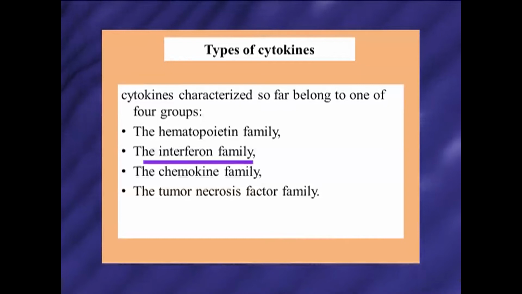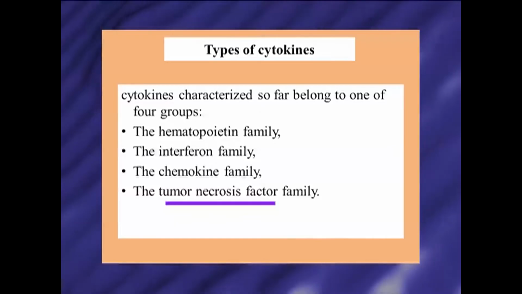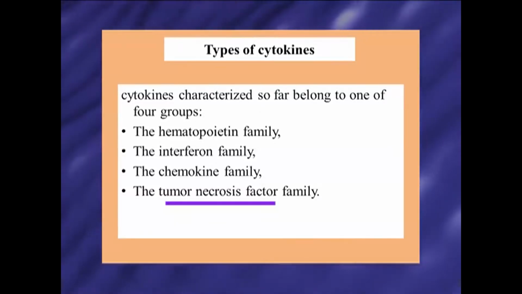The members of the interferon family are so called because they interfere with viral replication within the host cell. The members of the chemokine family induce chemotaxis in some immune system cells. That is why they are called the chemokine family. And the members of the tumor necrosis factor superfamily induce signaling which results in cell survival, cell death and cell proliferation.